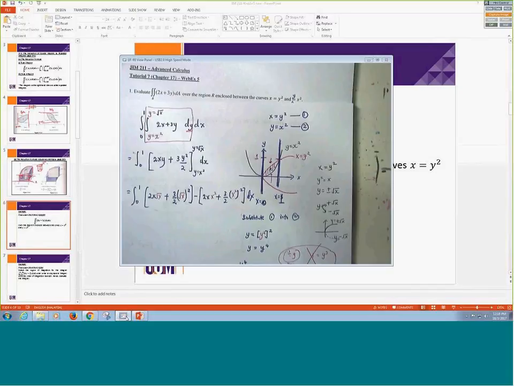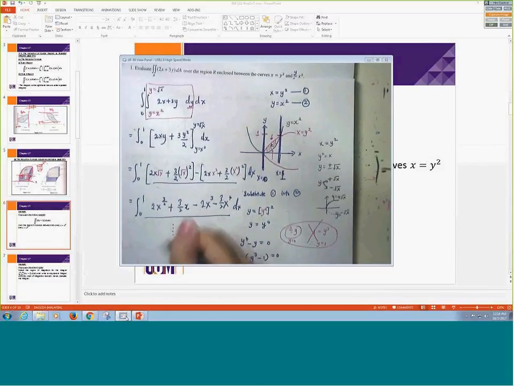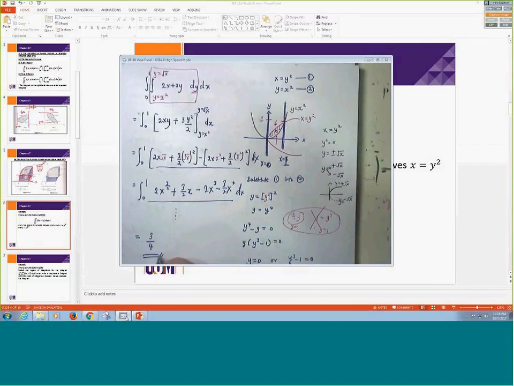Simplify this, and you should be able to obtain 2x to the power of 3 over 2, plus 3 over 2 x, minus 2x cubed, minus 3 over 2 x to the power 4, dx. Now this is easy because it is with respect to x, and as usual you should be able to obtain the answer 3 over 4.